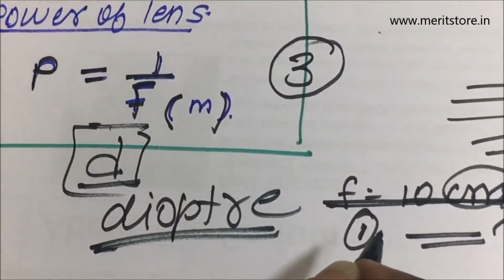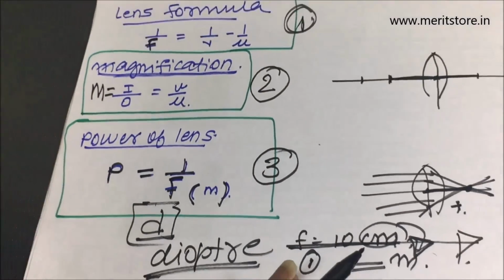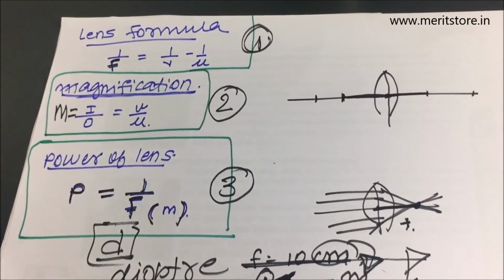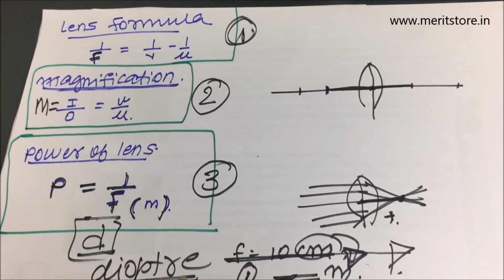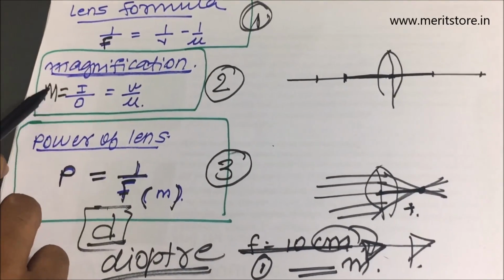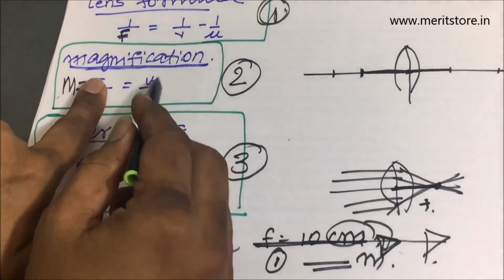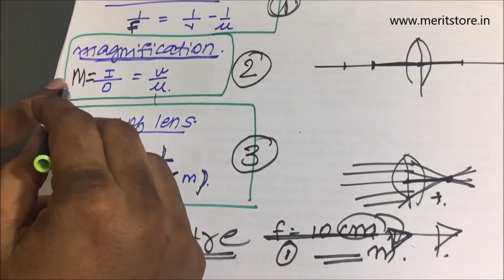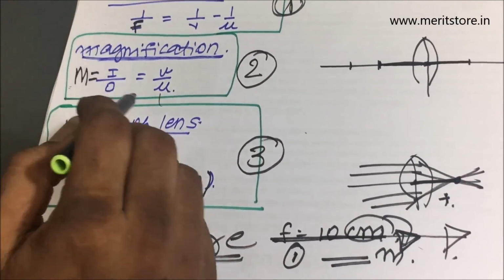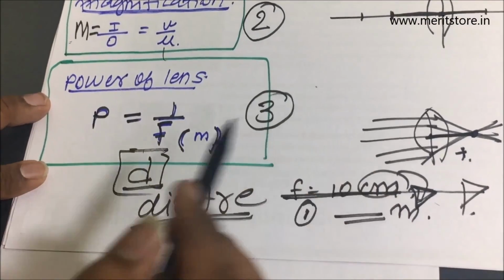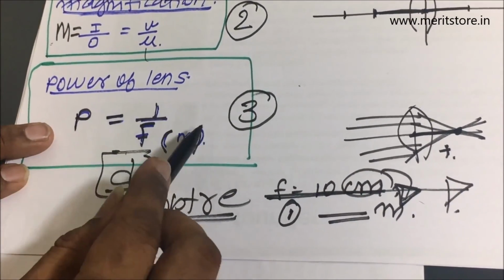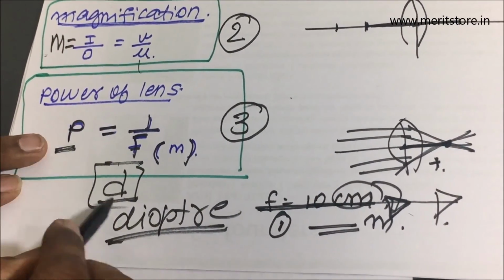D-I-O-P-T-R-E. So three formulas. Say with me. 1 upon f is equal to 1 upon v minus 1 upon u. Magnification m is equal to v upon u. Now v upon u is equal to I upon O. Therefore m is equal to v upon u is equal to I upon O. Power of a lens is focal length inverse, and the unit is diopters.